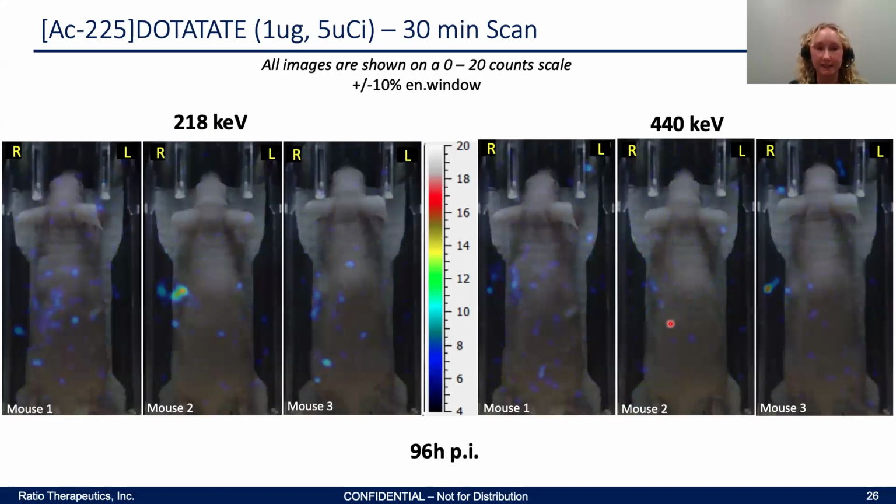And then at 96 hours, we're seeing a lot of clearance from 4 hours. Not so much tumor signal, except in that second mouse, there's still some tumor signal that's pretty discernible, which is very promising, 96 hours post-injection in a 218 keV image.